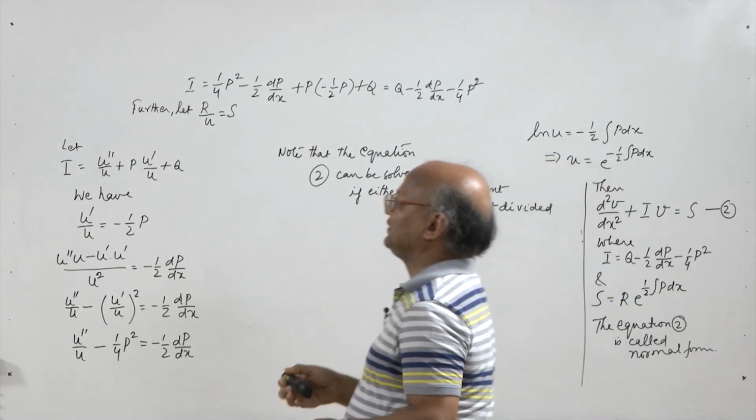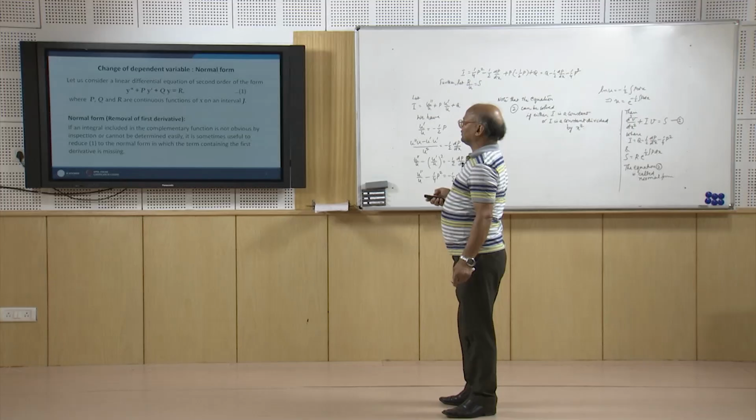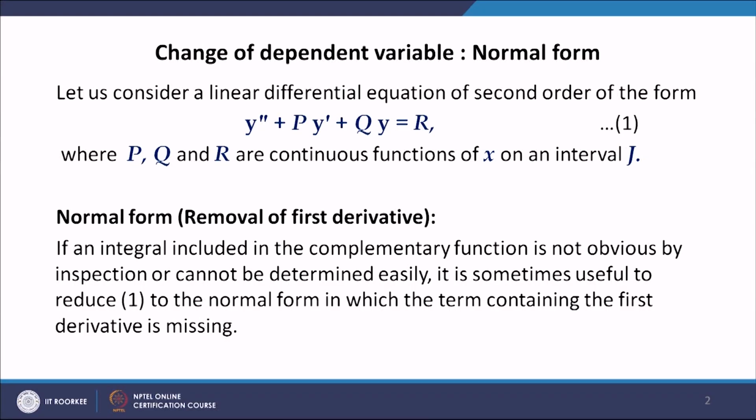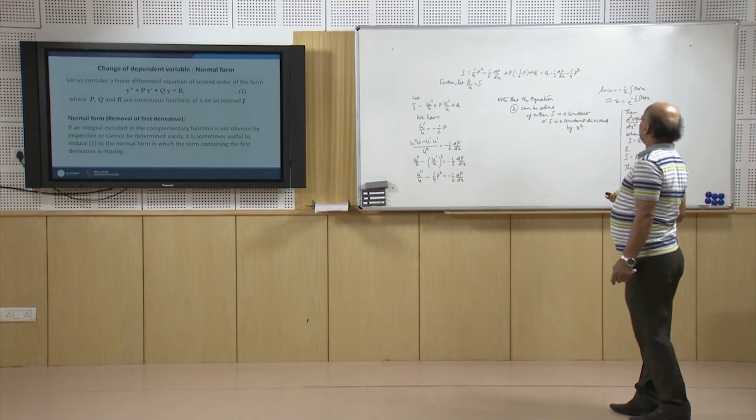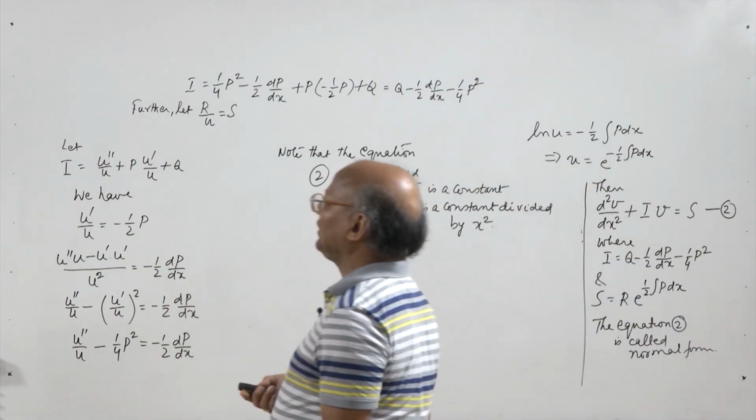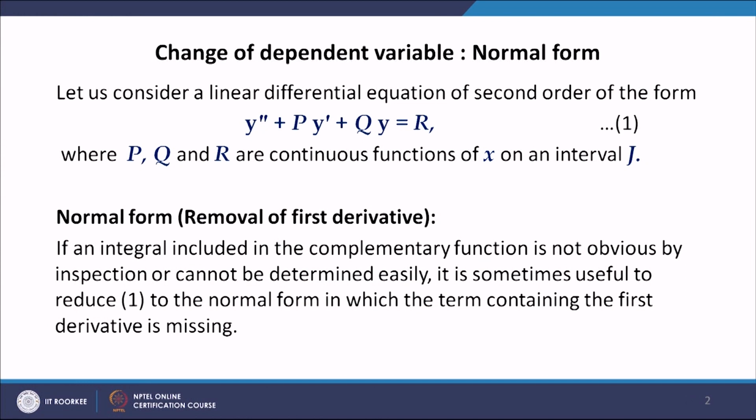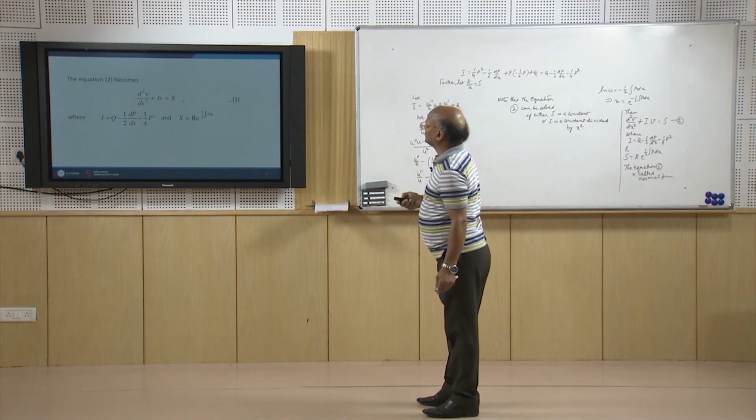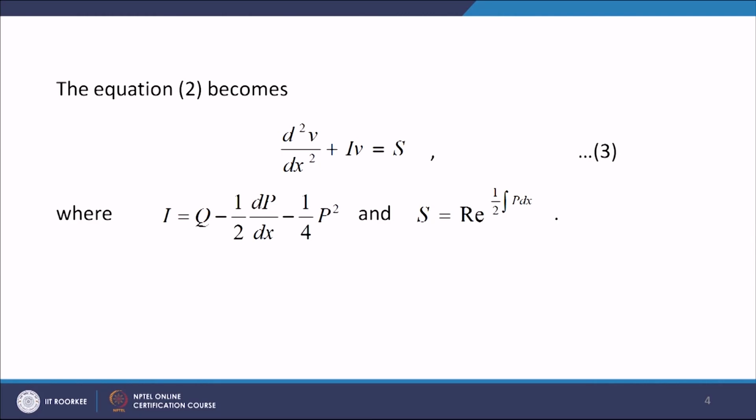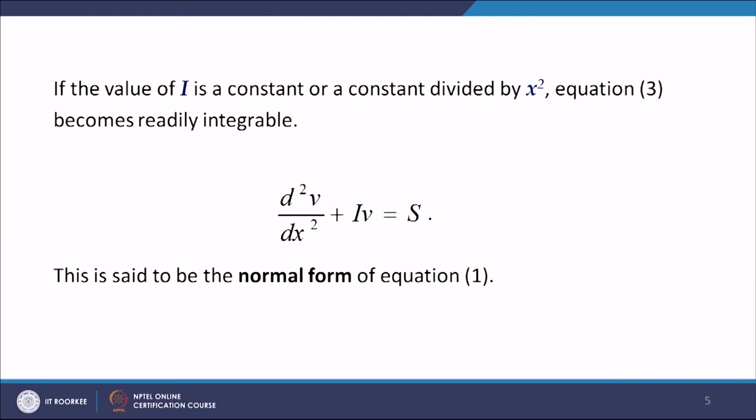Just as we said in the beginning, only a very special class of second order linear differential equations can be solved with variable coefficients. So there is a catch here: such equations where I is either a constant or a constant divided by x square can be solved by reducing the given equation to the normal form. We have the value of I and s, as we have noted just now. If the value of I is a constant or a constant divided by x square, then the equation becomes readily integrable. This form is said to be the normal form.